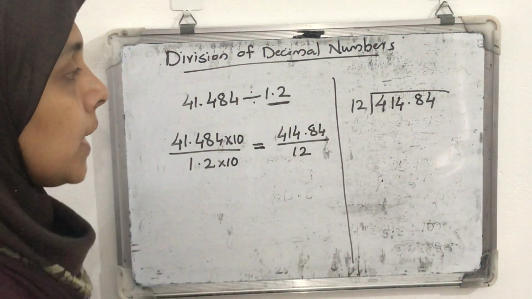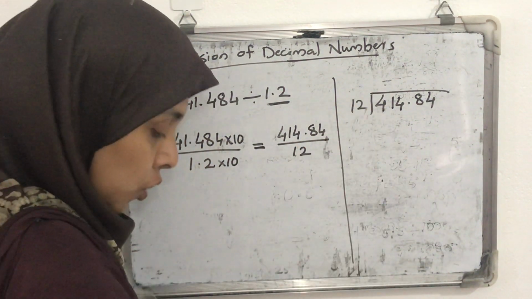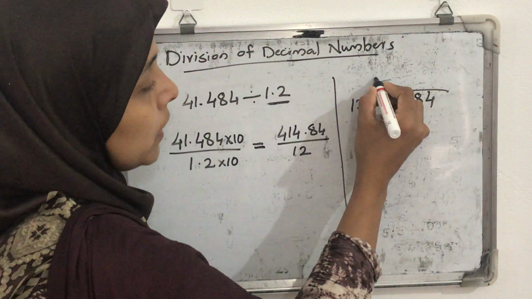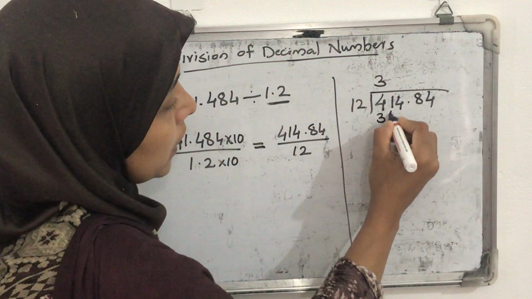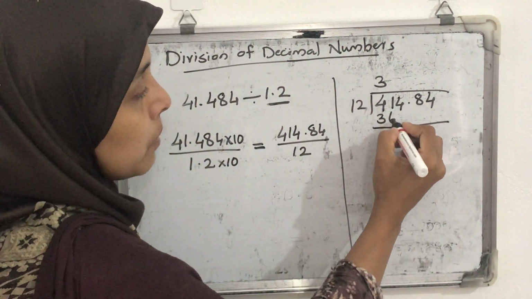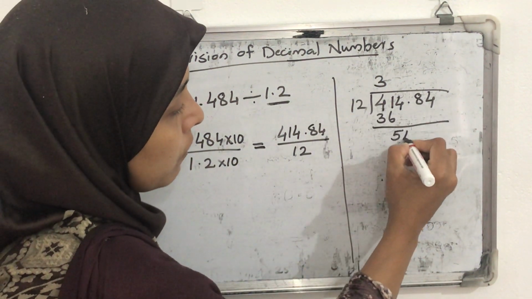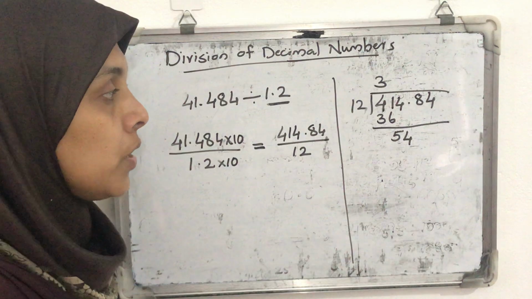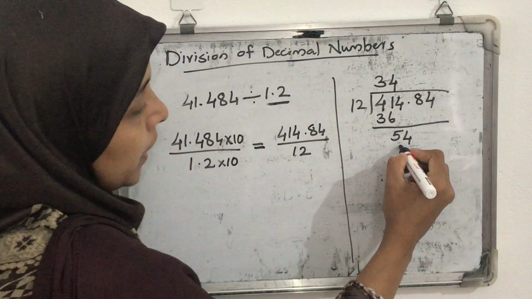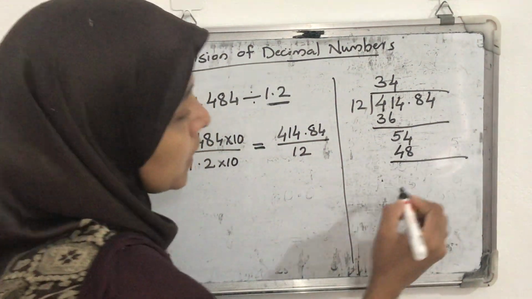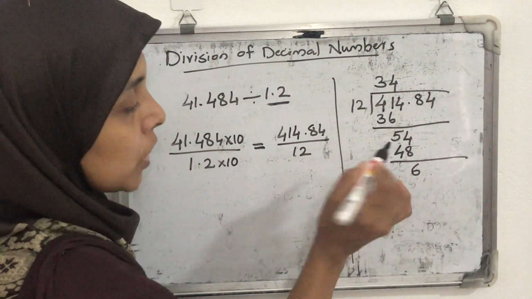So first we start: 4 divided by 12 is not possible. 41, how many 12s are there? That we know, 3. 3 into 12, our normal division, that all of you know, 3 into 12, 36. Then 41 minus 36 is 5. Next number 4. In 54, how many 12s are there? That you know, 4. 4 into 12, 48. Then again subtract, 54 minus 48 will be 6.